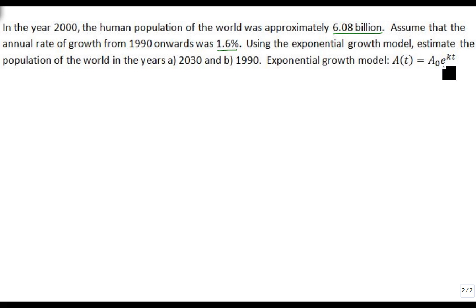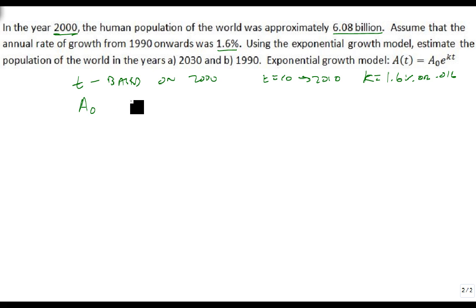Using the exponential growth model, notice I gave it here, estimate the population of the world in the years 2030 and 1990. Well, our model is based in the year 2000, so t is based on 2000, so that if I wanted 2010, then t equals 10 implies that it's the year 2010. So because we're using that 2000, our rate, or our k value, is 1.6%, or 0.016, and our initial population, A naught, is the 6.08 billion.